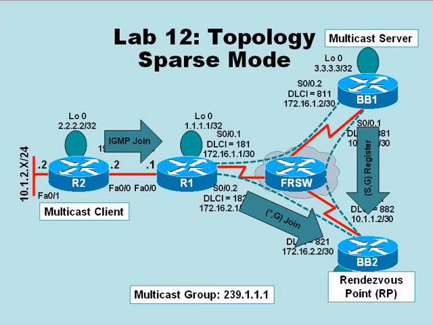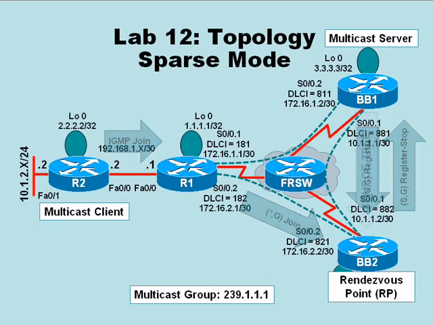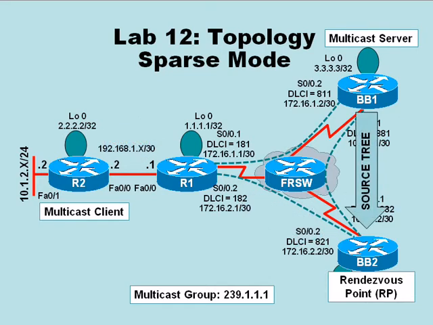But when the multicast traffic arrives from the source, it arrives at the RP of BB2. The RP tells the source router, BB1 in our case, to please stop sending those register messages. In fact, it sends an S,G register-stop message back up to BB1. This is going to allow a source tree to be created directly between BB1 and BB2. BB2 can then send out traffic via a shared tree out to all the recipients.